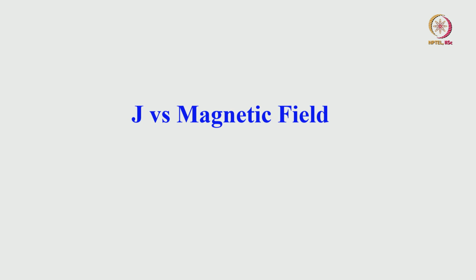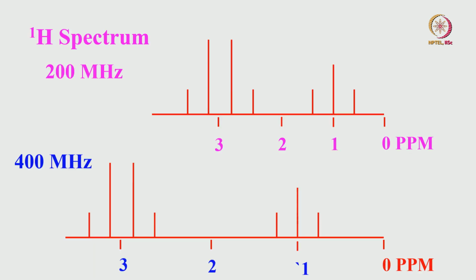I showed several examples: 200 megahertz, 400 megahertz, 600 megahertz. On the ppm scale it remains the same, but on the frequency scale I showed you how the spreading becomes better and better. Now, what will happen to the J coupling when we change the magnetic field? You will understand this one.